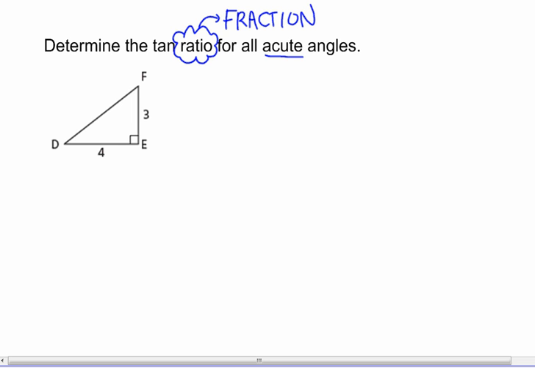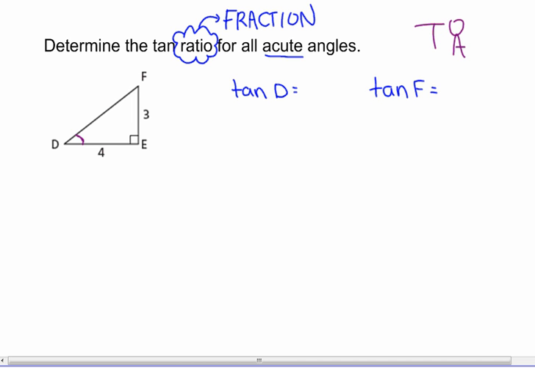So which angles are acute? D and F. These both are acute angles, or less than 90. So they want us to find the tan ratio for angle D and the tan ratio for angle F. We're going to find both. And so basically, tan ratio means we're going to find the fraction. Okay? So looking at D, the tan ratio, we want what divided by what for tan? SOHCAHTOA. So we want opposite over adjacent.